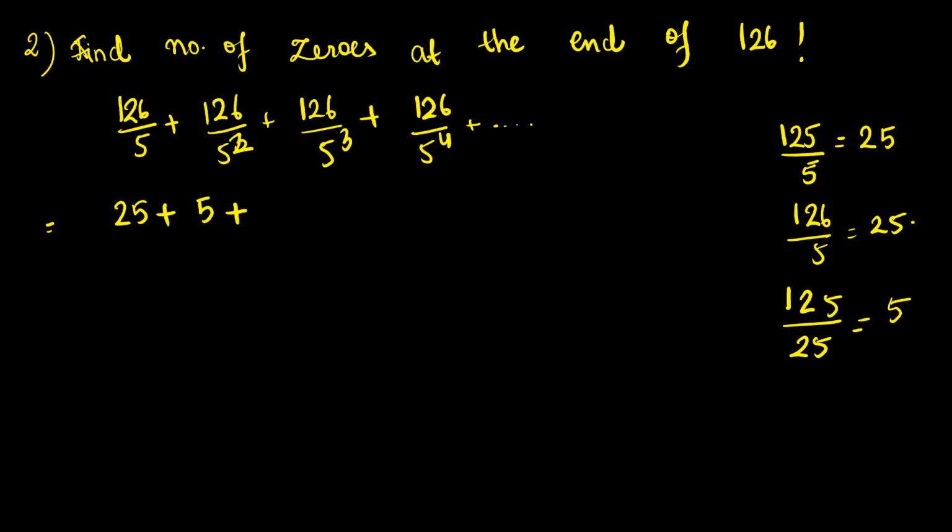Next is 126 by 5 cube. 5 cube is 125. This is equal to 1 point something, so we'll take the integer value 1. Now the sum is equal to 31. So the number of zeros at the end of 126 factorial will be equal to 31.